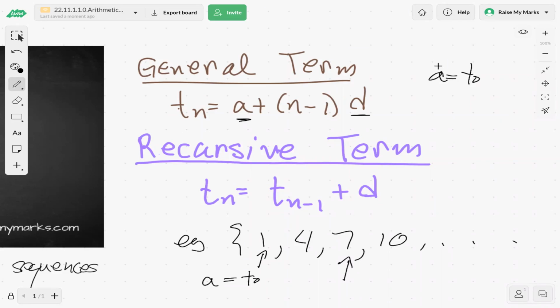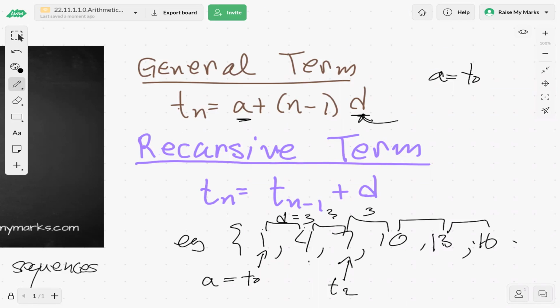The 7 is in the second place, so it would occur when t equals 2. Our d value is the difference. In this case, our difference is 3, and it's a common difference, so we can predict our next term. We're always going up by 3s.